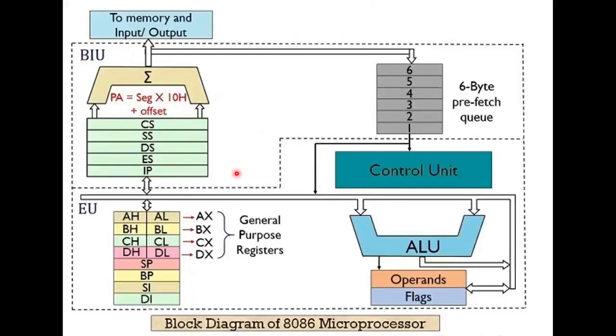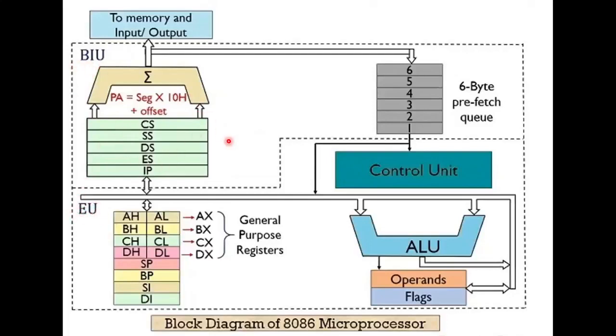So hi everyone, welcome to Microprocessor and Interfacing course. Now we are going to discuss the architecture of 8086. So this is the architecture of 8086. We'll see this particularly BIU and EU. This is bus interface unit and execution unit.